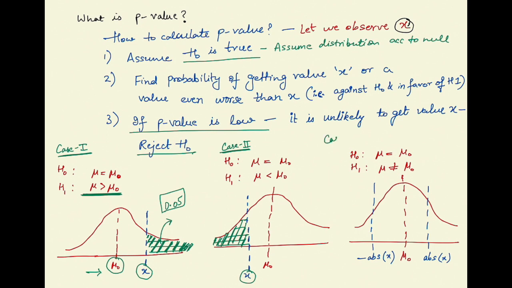And in case 3, let's say our null hypothesis is that we have a normal distribution with mean mu naught, but we get an alternate hypothesis that no, the mean is not mu naught, it's something else. In that case, let's say we observe any value x and we'll consider the absolute value of x. If the mean is not mu naught, the alternate hypothesis is saying that the value is much farther, either much higher than mu naught or much lower than mu naught. Then in that case we have to consider both of these areas.